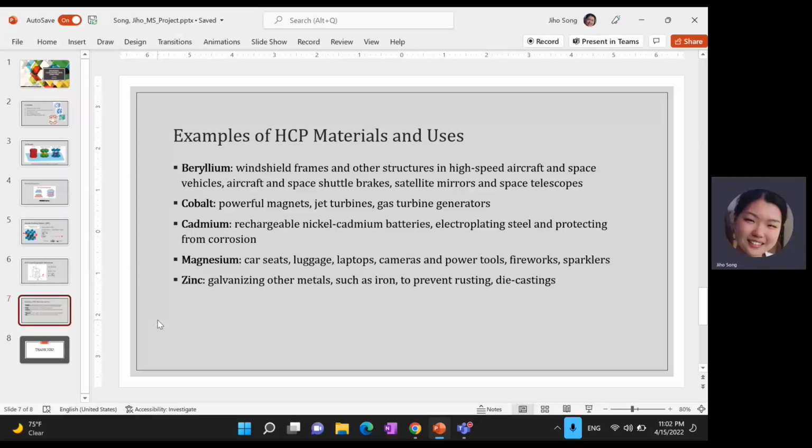Next, cobalt can be magnetized and so is used to make magnets. It is alloyed with aluminum and nickel to make powerful magnets. Other alloys of cobalt are used in jet turbines and gas turbine generators, where high temperature strength is important.